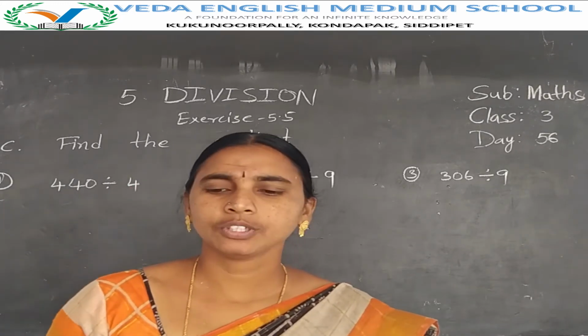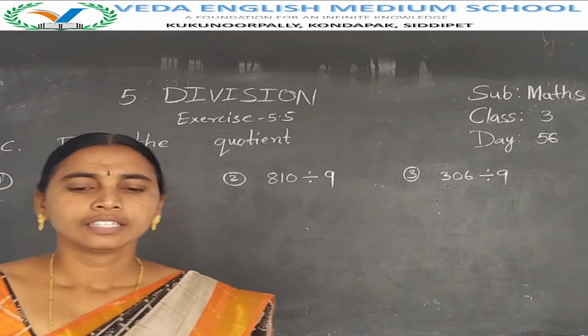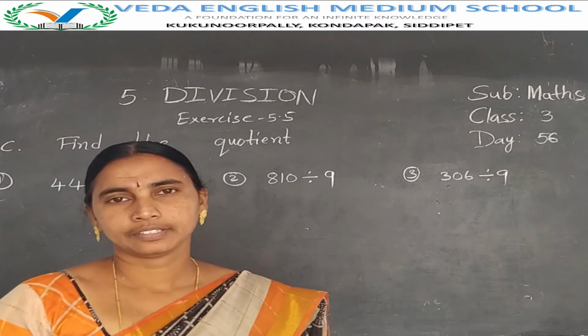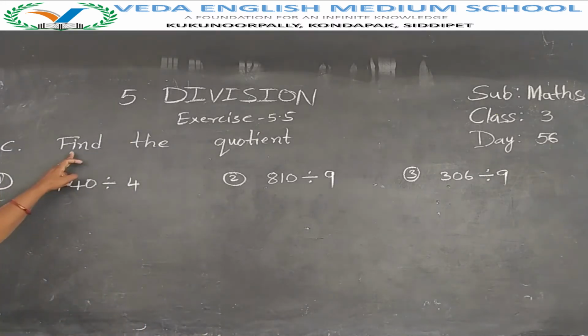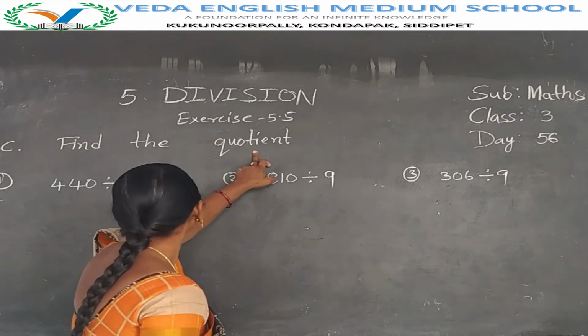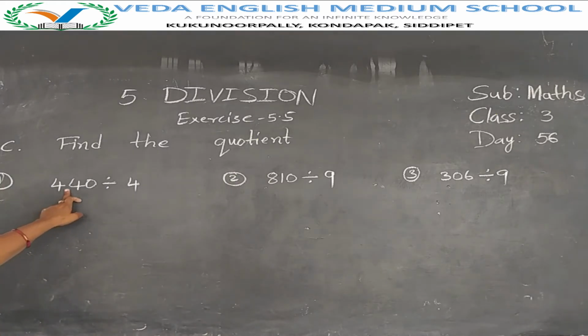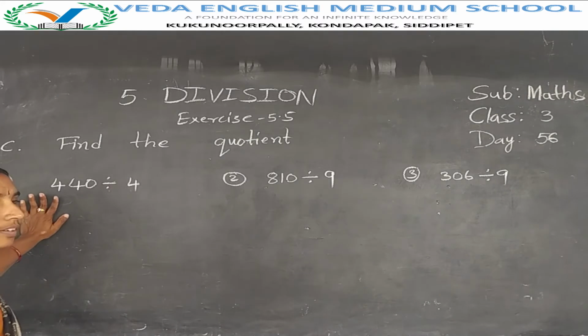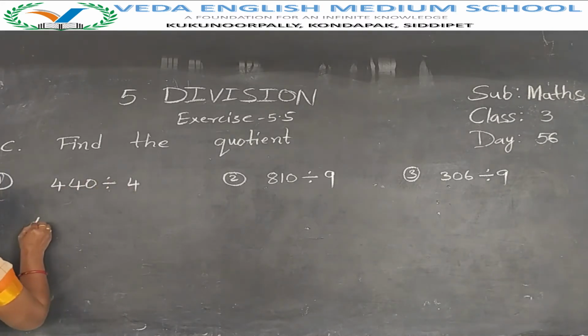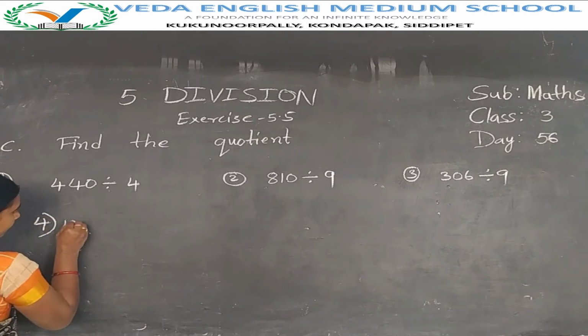In the previous class we learned exercise 5.5, the A bit and B bit, completed. Okay, today C bit. Find the quotient. See, in the first problem, 440 divided by 4. In this problem divisor is 4, dividend is 440. So divisor, dividend.